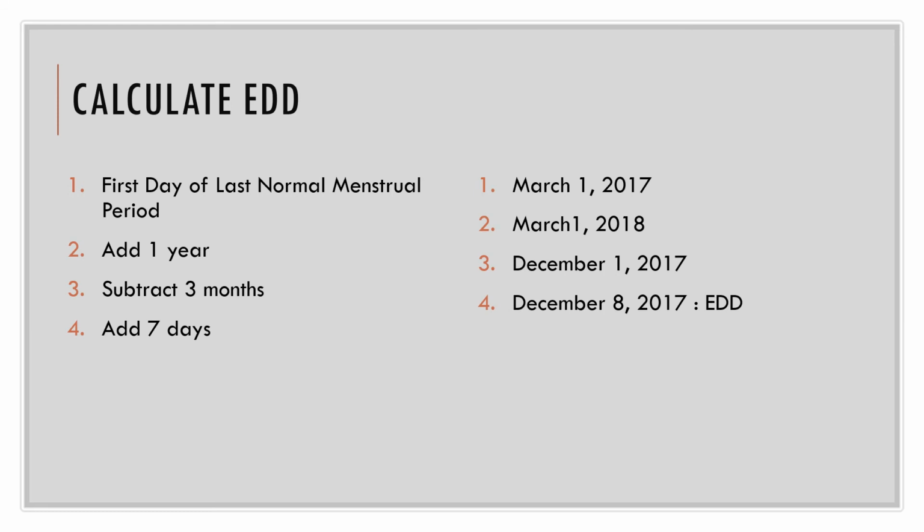In calculating the estimated date of delivery, what we first do is determine the first day of the last normal menstrual period, for example, March 1, 2017. And then you add a year from that, so that would be March 1, 2018. Subtract 3 months will give you December 1, 2017, and you add roughly around 7 days, and so the expected date of delivery would be somewhere around December 8, 2017.